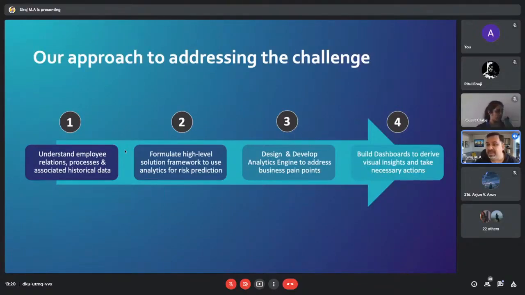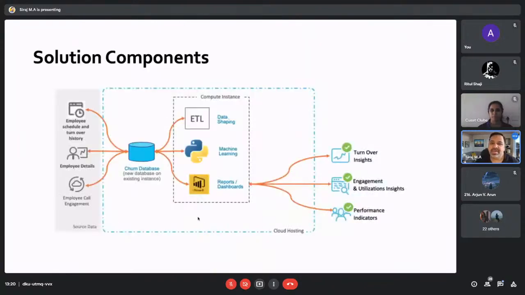And we get all of this information to then formulate a high-level solution framework to say, okay, this is the type of analytics we're going to use. And from there, we actually went on to design something, and I'll talk about the analytics engine briefly, that just churns these numbers using the mathematical models that we have built. At the end of all of that, we then build the dashboards, which take all these definitions of data, and then we are able to derive the insights that we require.